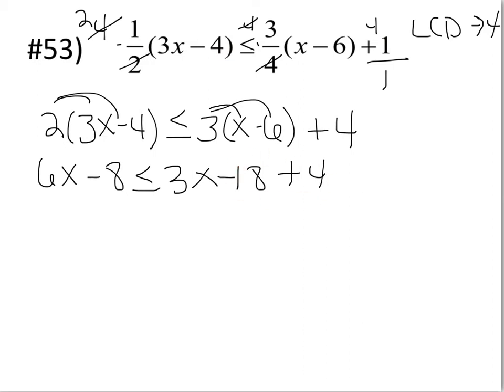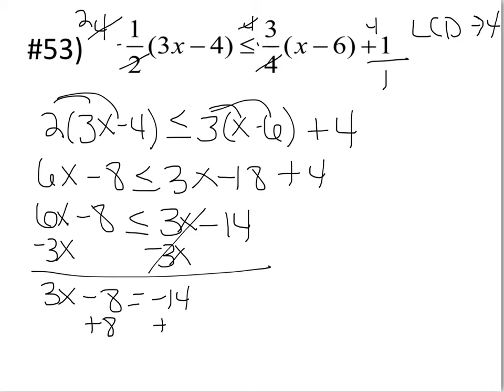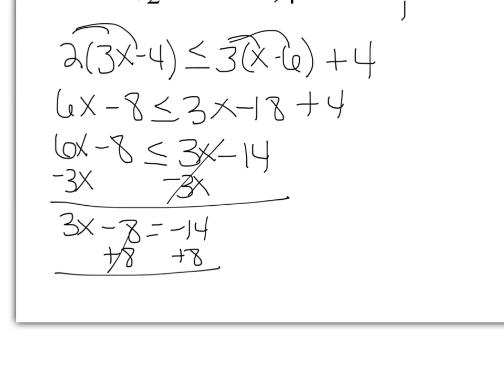So now go ahead and combine these. 6x minus 8 is less than or equal to 3x minus 14. Move the smaller x to the larger x. So I've got 3x minus 8 is equal to negative 14. Add 8 to both sides. You get 3x is equal to negative 6. Divide 3 from both sides. You get x is equal to negative 2.